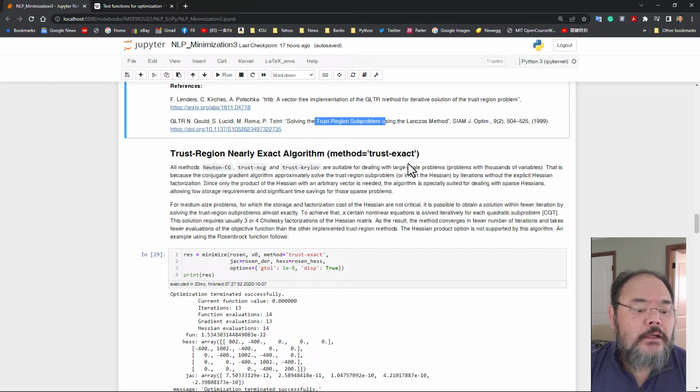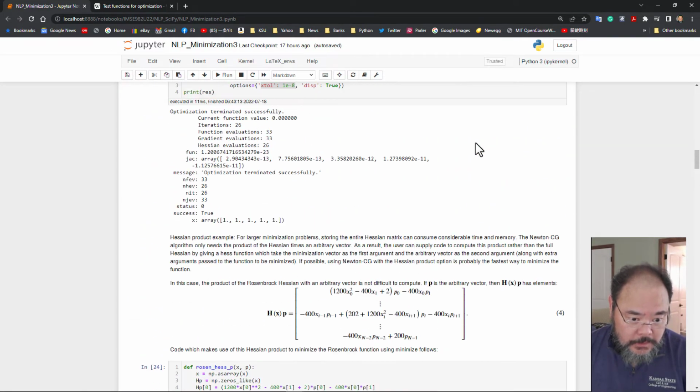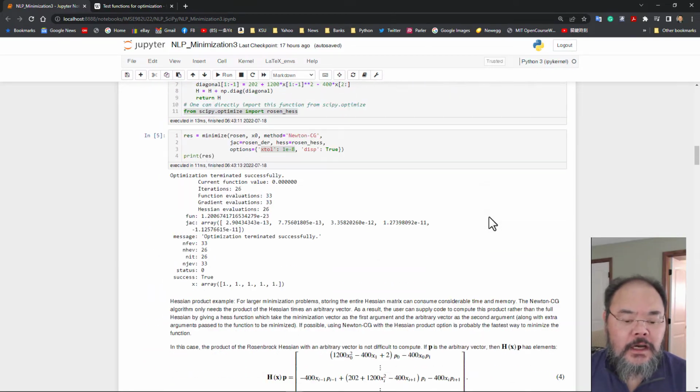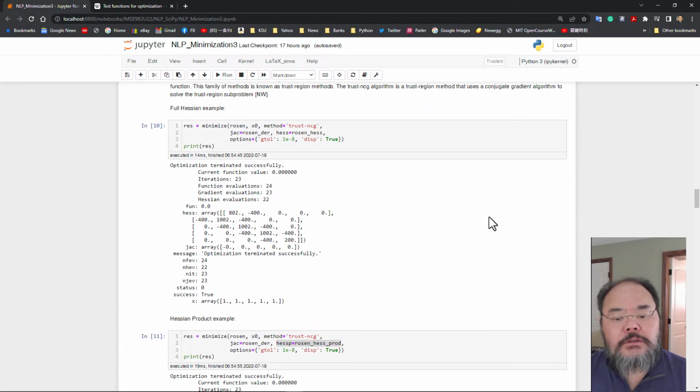Since only the product of the Hessian and an arbitrary vector is needed, we just need to do a rank 1 or rank 2 operation. And so this is especially suitable for dealing with a sparse Hessian, just like the one we had before. Let me show you. This Hessian matrix only has values on the diagonal and one line off the diagonal. The rest of the matrix is 0. If this matrix gets large and the majority of the elements are 0, this is what we call a sparse matrix.